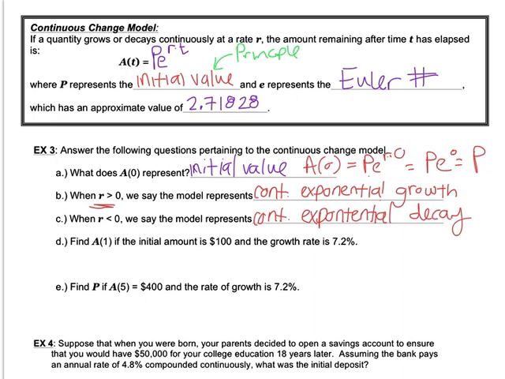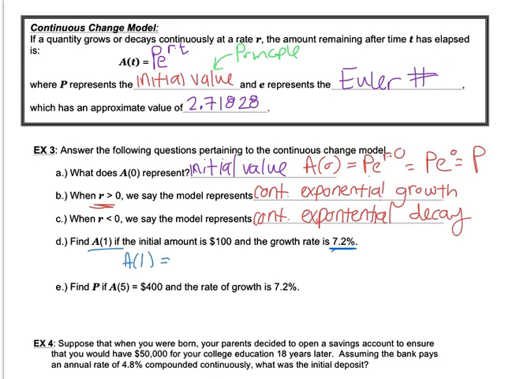Okay, so now for an actual example. It says find A of 1 if the initial amount is 100 and the growth rate is 7.2%. So this would say you invest $100 in an account that is growing at a rate of 7.2%, which is super unrealistic. You'll never find an interest rate that high, but let's just pretend. And that would mean I want to find A of 1.